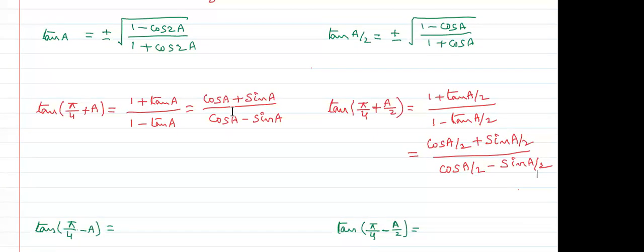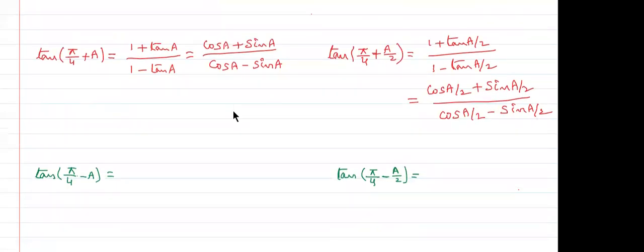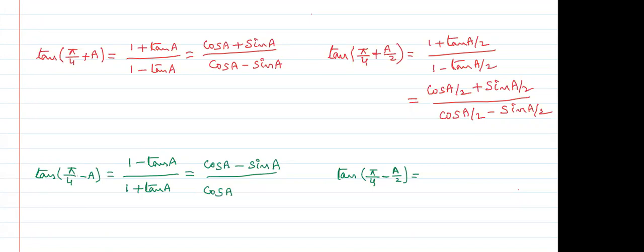Similarly, write tan pi by 4 minus a. Students, how to write it? Just change the sign. That means 1 minus tan a divided by 1 plus tan a. That is equal to, in terms of sine and cos, cos a minus sin a divided by cos a plus sin a.